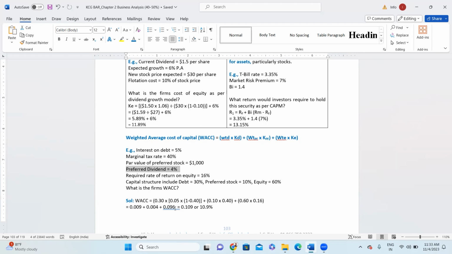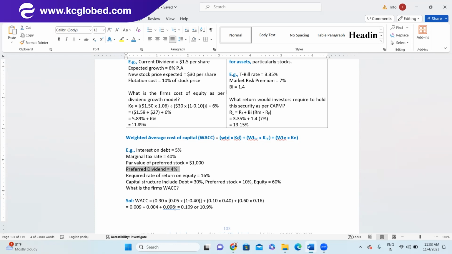Yes, sir. Only we have to calculate the cost of debt, the rest is directly here. Yes, because debt interest is tax allowed. So as you are getting tax benefit, you need to reduce the cost.